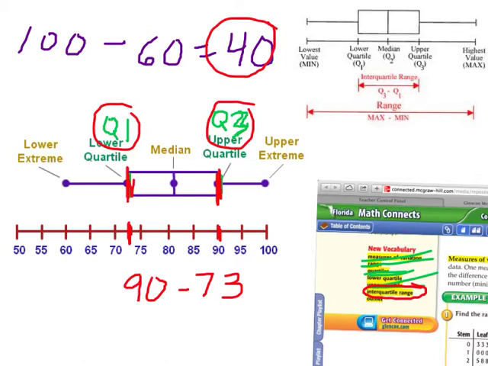The last word I want to talk about is an outlier. Those are usually numbers way beyond the box and whisker plot. You're going to want to exclude those data points.